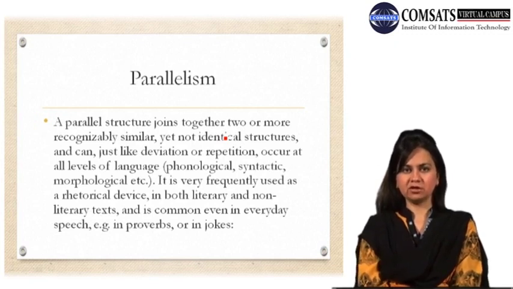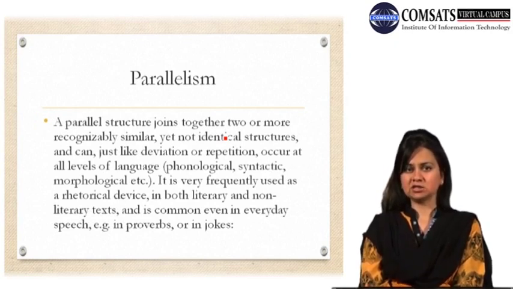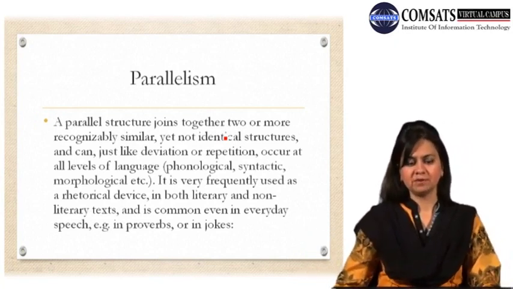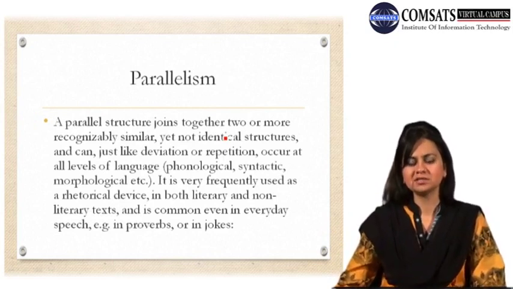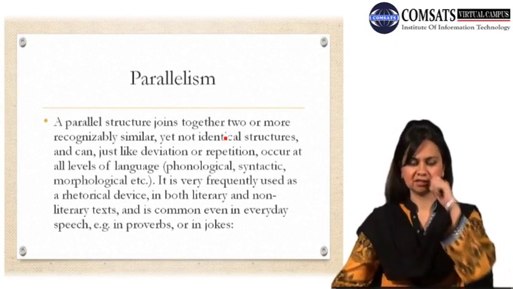So when we define parallelism, we say that parallelism is what occurs at the level of words and sounds. Deviation might occur at the level of words but lead us to a change in meaning. But here we find that parallelism is not connected so closely to the meaning, because it doesn't change the meaning of a work or a text. Rather, it changes the form, the appearance, and the expression of literary writing. So a parallel structure joins 2 or more recognizably similar yet not identical structures.